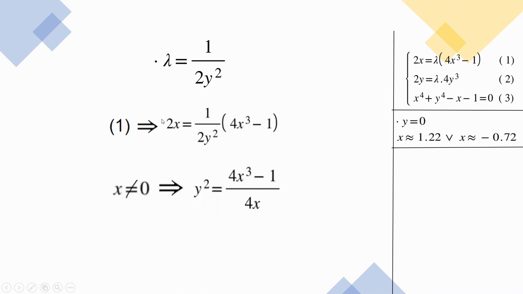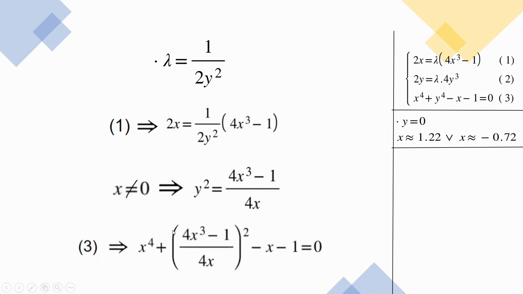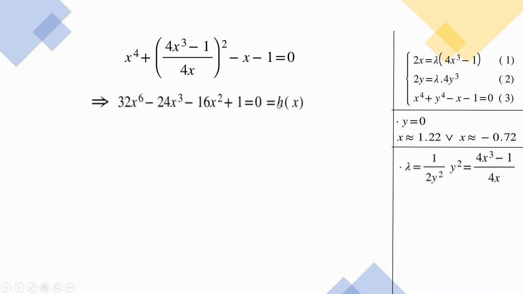But if x is different from 0, we can multiply both sides by y squared over 2x. Then we have this. Substitute into 1 and multiply both sides by 4x. And then I'll call this h(x). I will do a quick evaluation to find h(x) equal to 0.